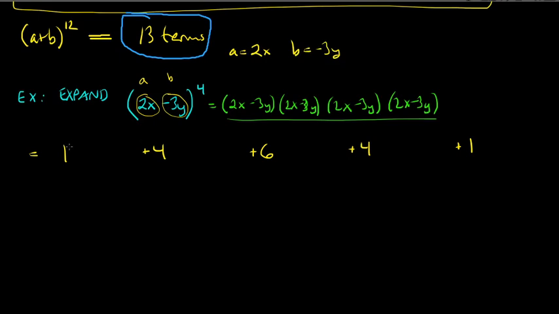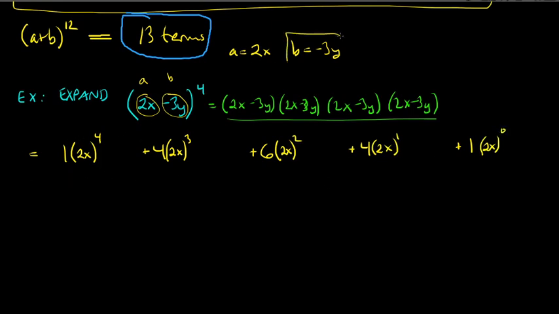So for the first term, you're going to get a to the biggest power. That's going to be the 4 here. So this is going to be, instead of a, 2x to the power 4, right? And then for the next term, we get the same 2x, but now to the power 3. And then 2x to the power 2. And then 2x to the 1. And then 2x to the 0, although that's just 1.